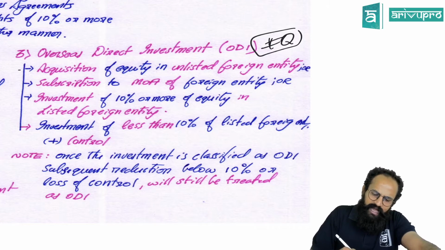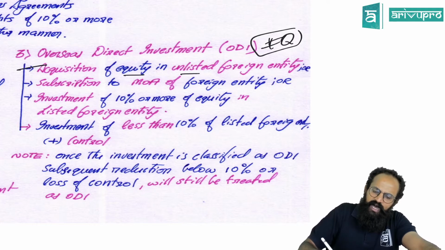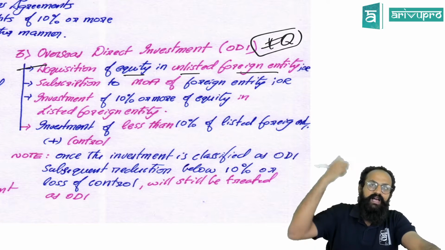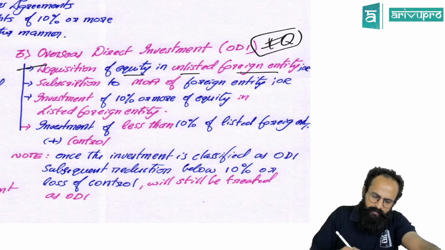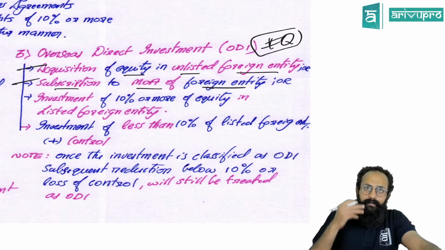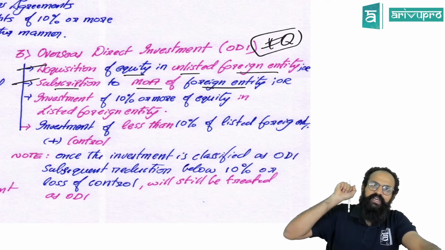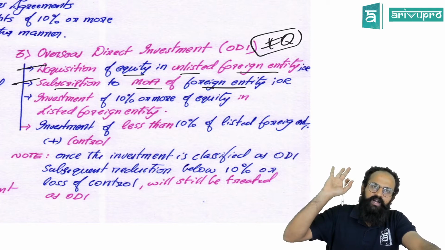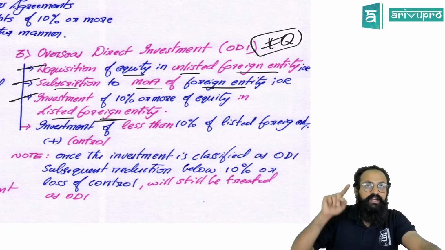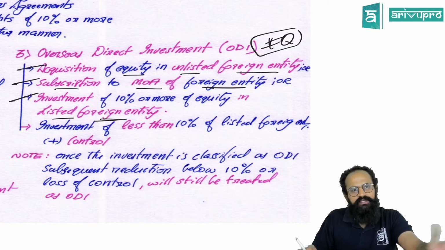ODI means acquisition of equity in an unlisted foreign entity. A PRI acquiring equity in an unlisted foreign entity. Next one, subscription to the MOA of a foreign entity. A PRI subscribing to the shares of a foreign entity in the MOA. Third one, investment of 10% or more of equity in a listed foreign entity. In the listed company, you are acquiring 10% or more.